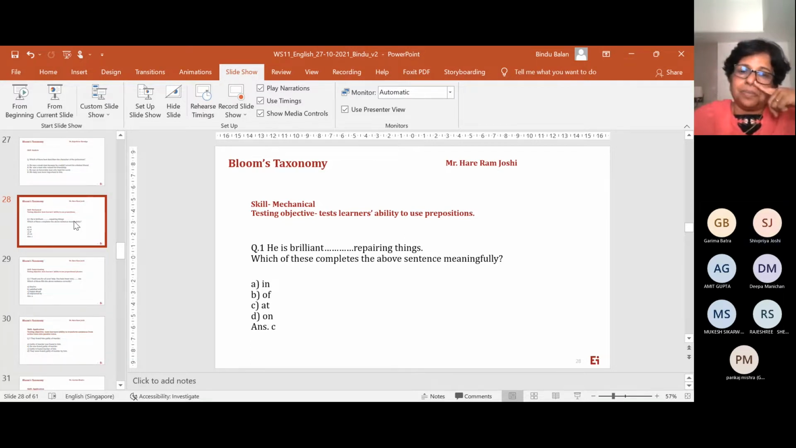Yes. So it goes beyond just recall. They need to understand it also. Somewhere understanding and application also comes into play here.